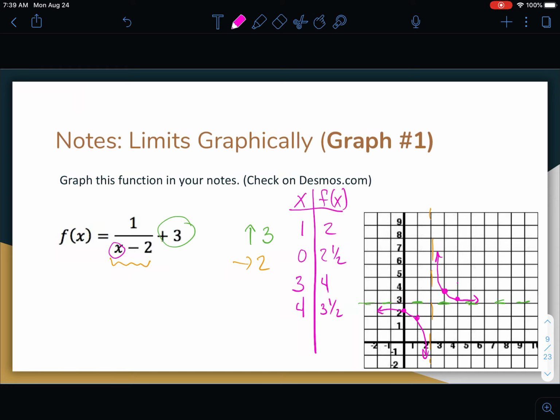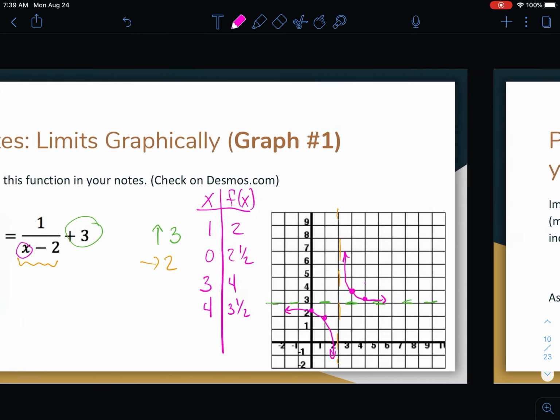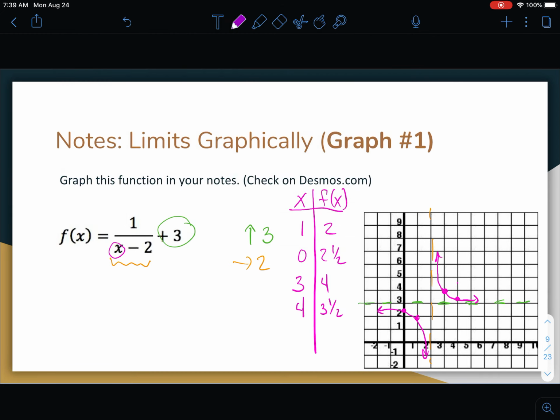So I'm going to be coming back to this graph in a moment. Okay, so we're going to plot the point on your graph that you just have in your notes that has the input of x equals 5 on your graph from number 1. So I'm going to kind of go back and forth, so hopefully this isn't too obnoxious here. Okay, so let's plot this point.